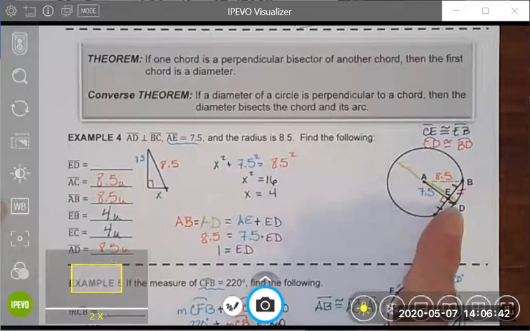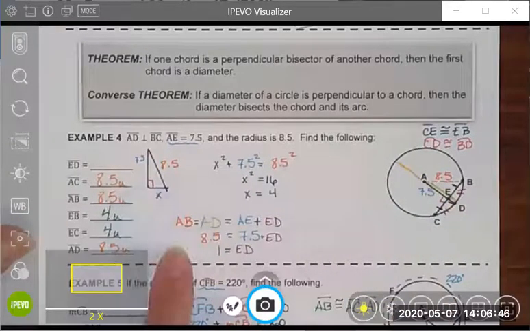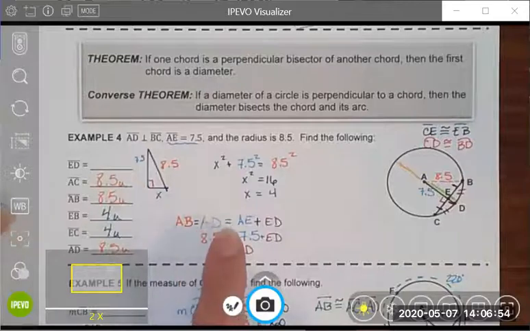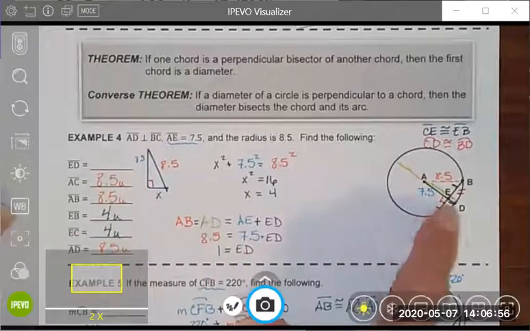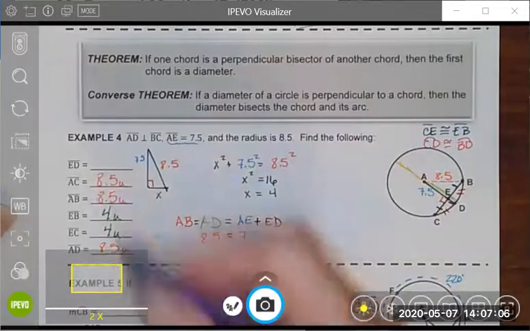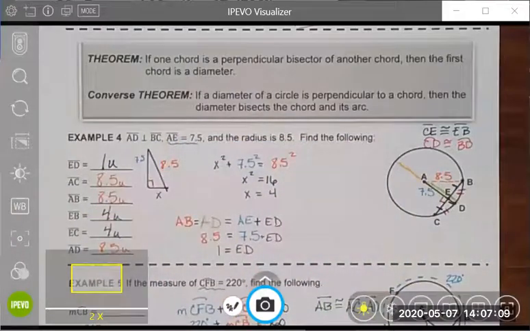And then the last thing I'm asked to find is the measure from E to D, which is this little bitty tiny piece down here. So I know that all of my radii are congruent. AB is equal to AD, which is equal to AE plus E to D. That's the segment addition postulate. I do a little math, and I learn that the measure of ED is 1 unit. There we go, guys. That's how we can use that cool chord perpendicular bisector arc theorem.